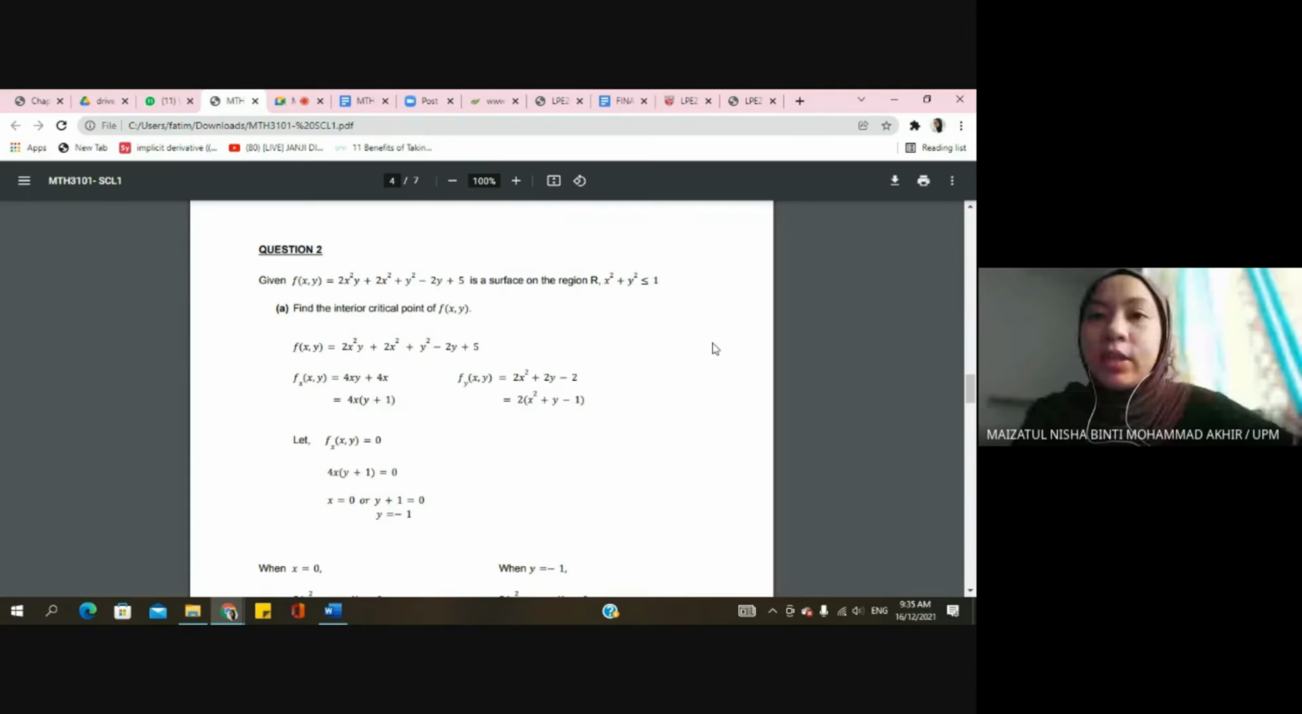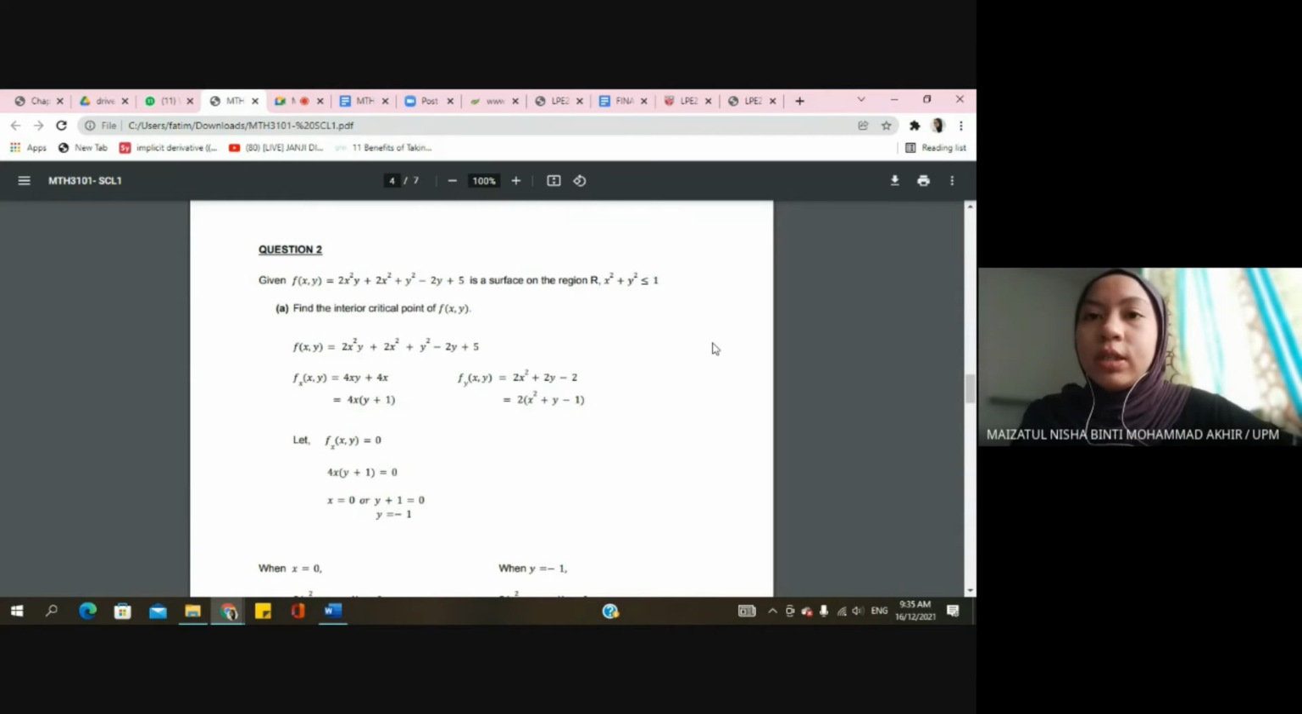Alright, for the second question, the question is given f(x,y) equal to 2x squared y plus 2x squared plus y squared minus 2y plus 5, a surface on the region R, x squared plus y squared less than 1. A. Find the interior critical points of f(x,y).